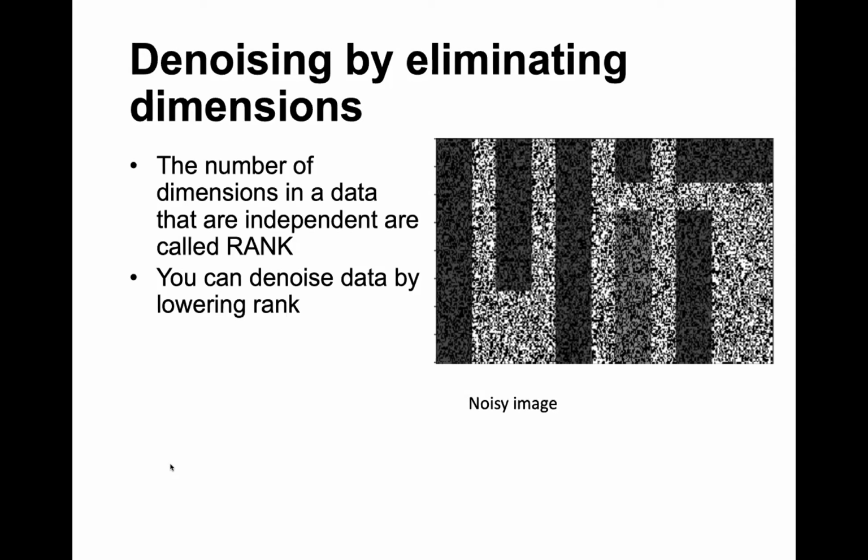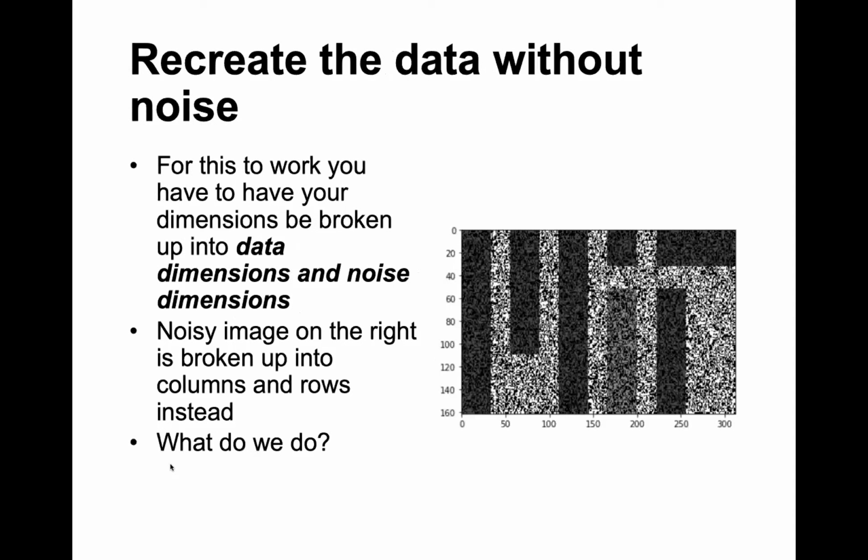So you might notice that if you think about this image as data, you can think of the rows and columns as the features of the data. Then it's not broken up that way. Each pixel in this image has both noise and signal, which is the main image you're looking at. But it's possible using dimensionality reduction to change that and to have your noise dimensions separated from your signal dimensions. And then, once your dimensions are broken up in such a way that your noise dimensions are separated from your signal dimensions, you can recreate the data without the noise.